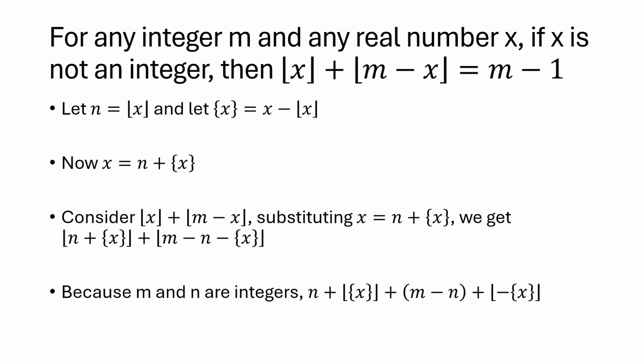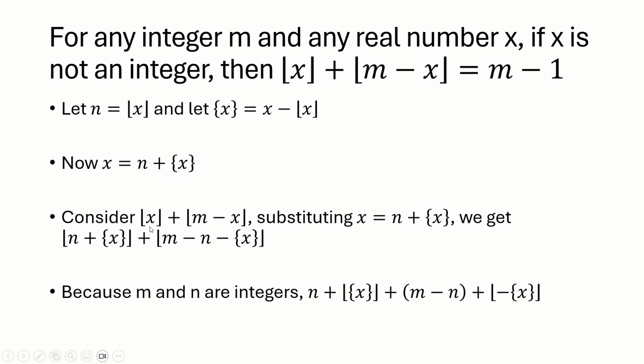Let's first define n. n is going to be the floor of x, and let the fractional part of x, that's the curly brace x, be x minus the floor of x. You can think of the fractional part as like a decimal that's between 0 and 1. Now we can substitute n equals the floor of x here, and then add n to both sides to get that x is equal to n plus the fractional part of x.